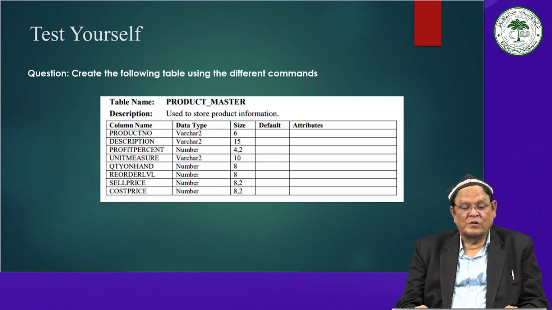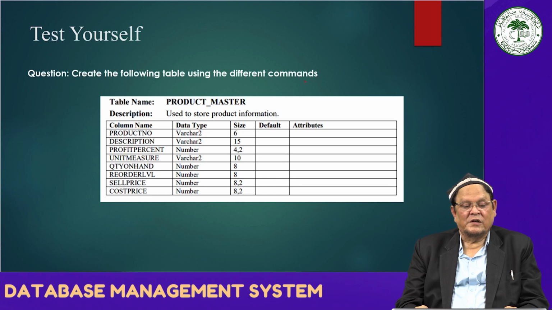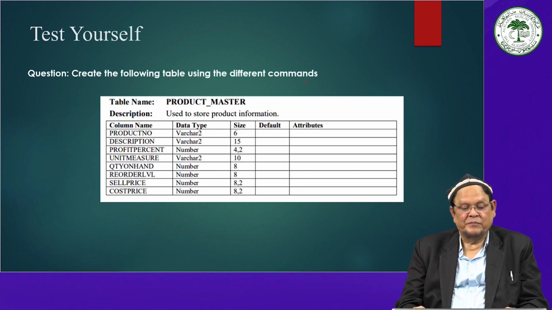Now, let's assess your knowledge and track your progress by giving questions. I have given a table named product master. Description is used to store product information, which contains a table. You can say columns, names, attributes, or fields.